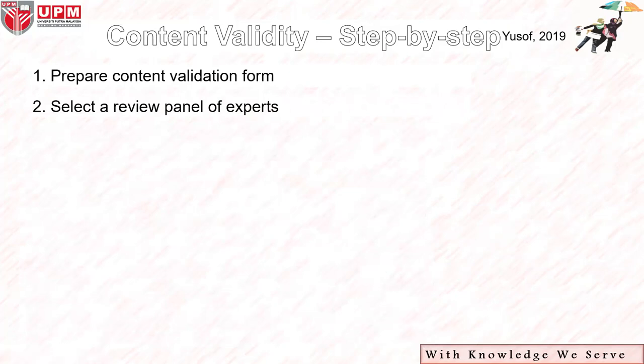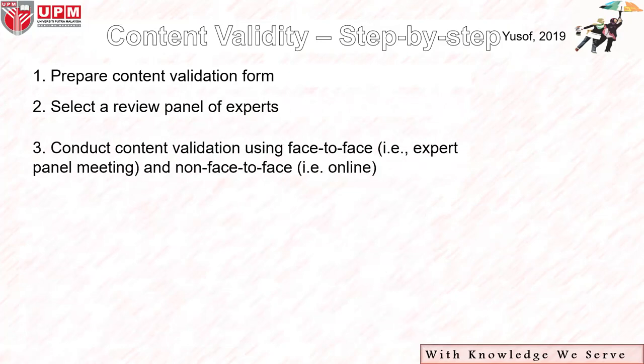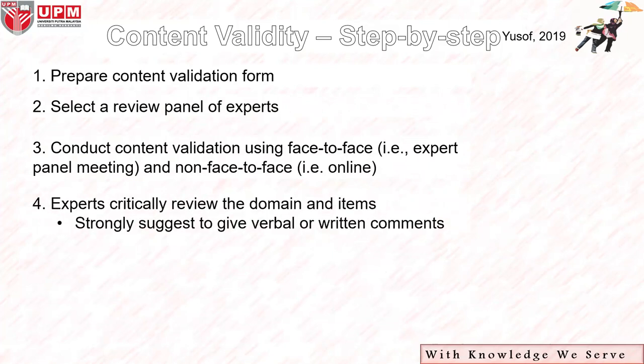Then select a review panel of experts. You select them, or you can choose yourself. So you should know who has expertise in the area. Then conduct content validity using face-to-face, for example an expert panel meeting, or non-face-to-face, for example online. Or you may leave the form to them and give them some time to respond or evaluate the form as well.